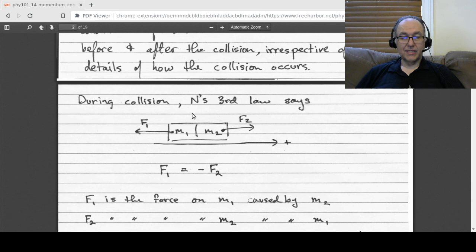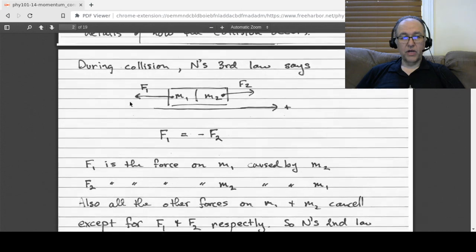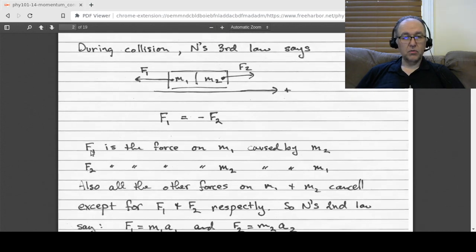So what does Newton's third law say? Newton's third law says that if mass 1 exerts a force on m2, that m2 exerts a force back on m1, which is the same magnitude but opposite direction. Okay, so over here I was very careful to define F1, which is the force on m1. So you can see it here. F1 is acting on m1, but it is caused by m2. So m2 is causing F1 on m1. And similarly, F2 is a force on m2, but caused by m1.